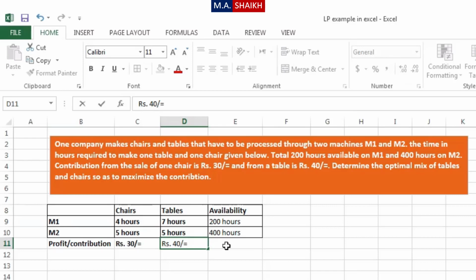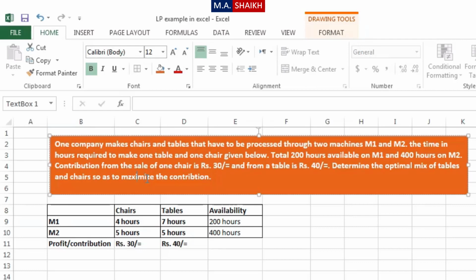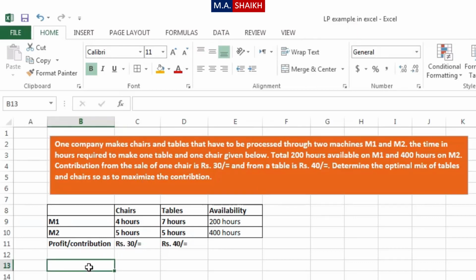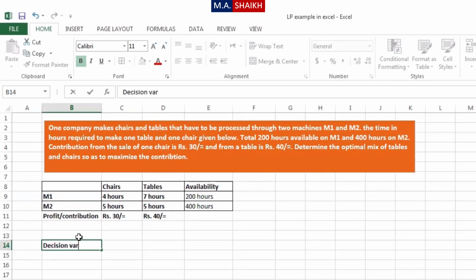Determine the optimal mix of tables and chairs so as to maximize the contribution. This is to maximize. So the table is created. Now we have to take the decision variables.